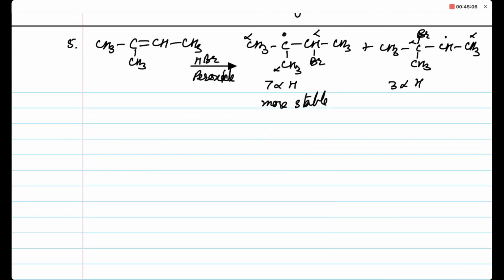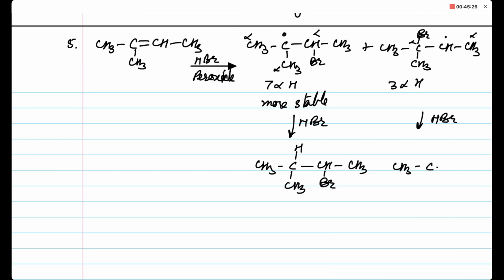Being more stable, now these two are going to react with HBr, and we get CH3, C, CH, CH3. Here it is CH3, here it's going to be H, and here it's going to be Br. Here we get CH3, C, CH, CH3, CH3. Here it is Br, and here it is H. Now we find that this one turns out to be the major product.